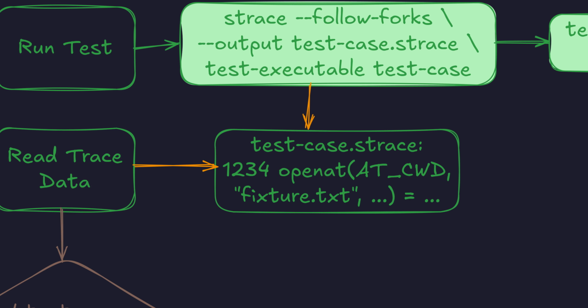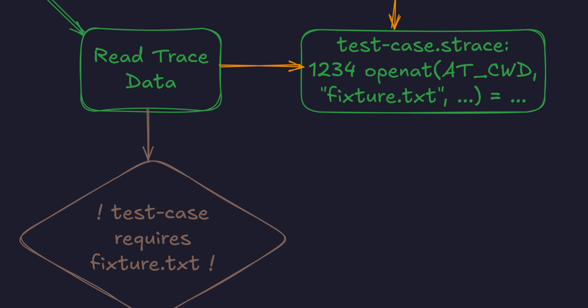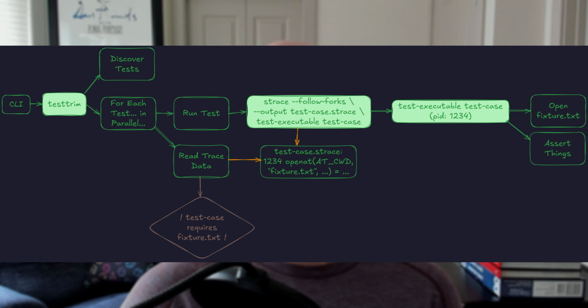When the test is completed, testtrim reads the data file and parses it, and then you can interpret the syscalls into dependencies that are part of that test. Like in this case, that test case requires fixture.txt. If that file is part of the repo of that project, then it will become a dependency. And if it's changed, then testtrim knows that test case needs to be rerun.